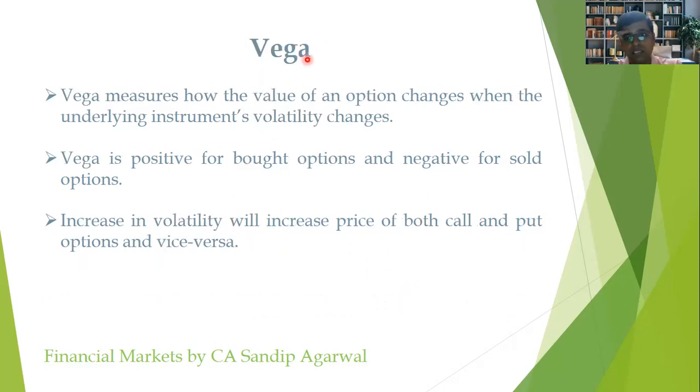Vega basically stands for volatility. So Vega measures how the value or the price of an option changes whenever the underlying instrument's volatility changes. So Vega is again positive for bought options and it is negative for sold options. And whenever the volatility increases, the price of both the call and the put option will increase. Whereas in case the volatility goes downwards, then the price of the call and put option will go down.